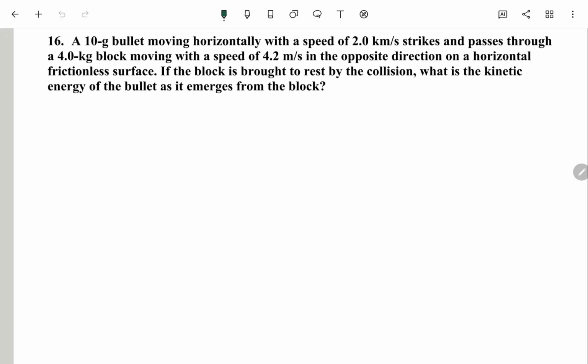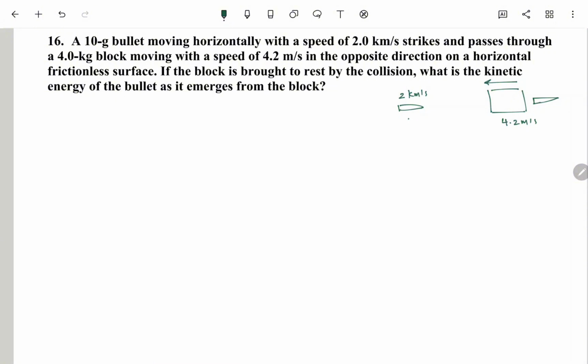So we have here in this situation a bullet moving with speed equal to 2 kilometers per second, collides with a block moving in the opposite direction with speed equal to 4.2 meters per second. Now the bullet passes through the block here, and the block is brought to rest. The question is, what is the kinetic energy of the bullet as it emerges from the block?